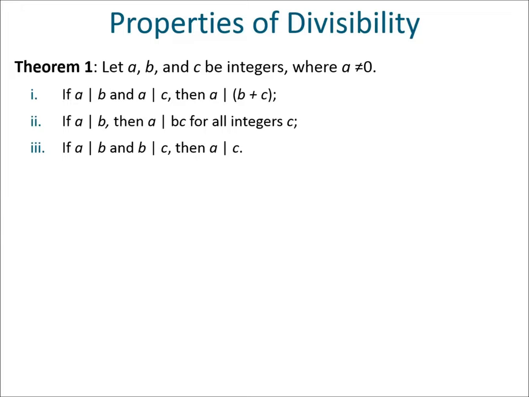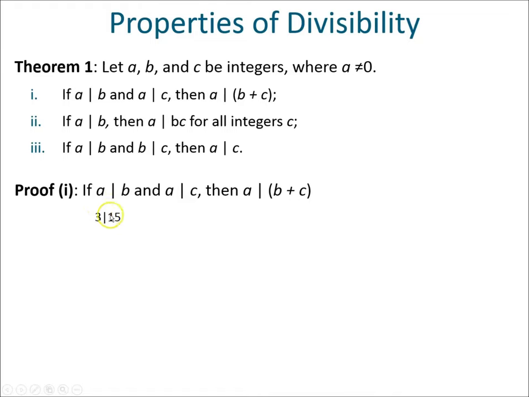Here we have some basic properties of divisibility of integers. We have 3 of them. Let's look at the first divisibility property. Before we prove it, let's look at an example. We have A divides B and A divides C. Let's say we use 3 divides 15, and for A we're going to use 3, and C is 6 because 3 goes into 6 evenly. Then 3 divides 15 plus 6. So you get 3 divides 21. For this set of integers, 3, 15 and 6, I know it checks out. But I want to see, does it work for all integers? This divisibility property works for all integers.